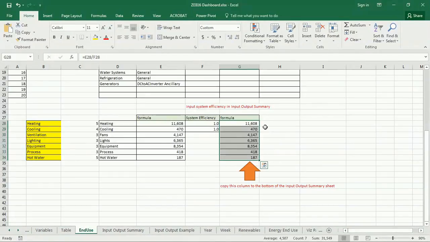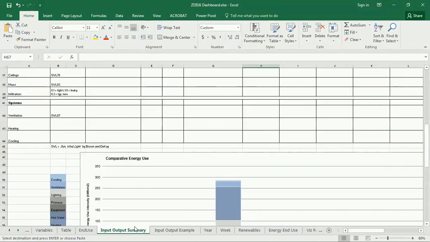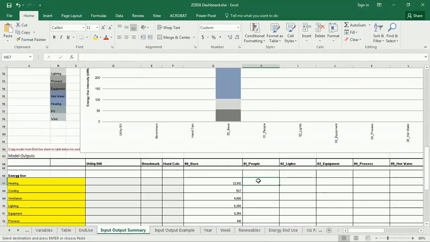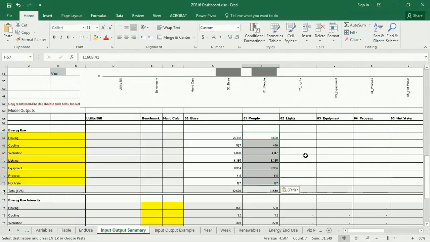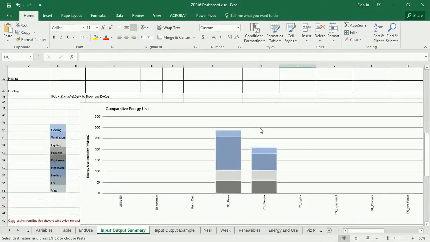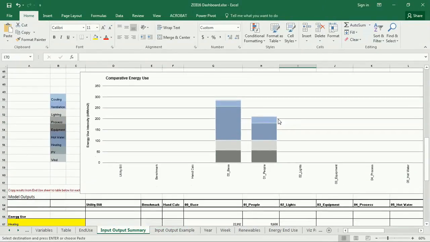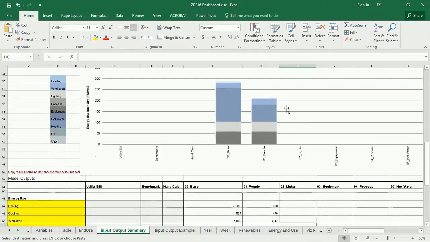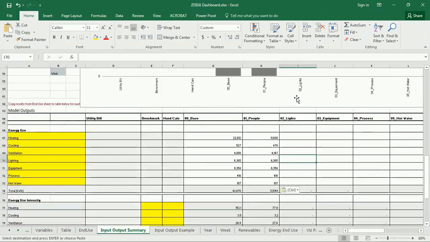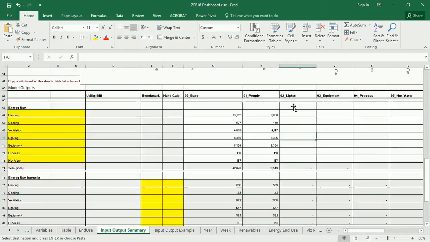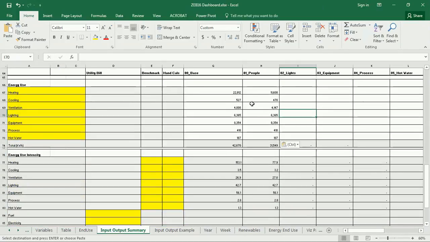I'm going to first look at the end use. So I'm going to copy this, Control C, to the InputOutput Summary, and I'm going to just put it here under people. I know it's the wrong category, but we'll be able to compare. And immediately you can see that by reducing the heating and cooling thermostats, I've dramatically reduced the heating, and it's actually hard to see what happened with the cooling, but let's look down here and you see that I've also reduced the cooling.